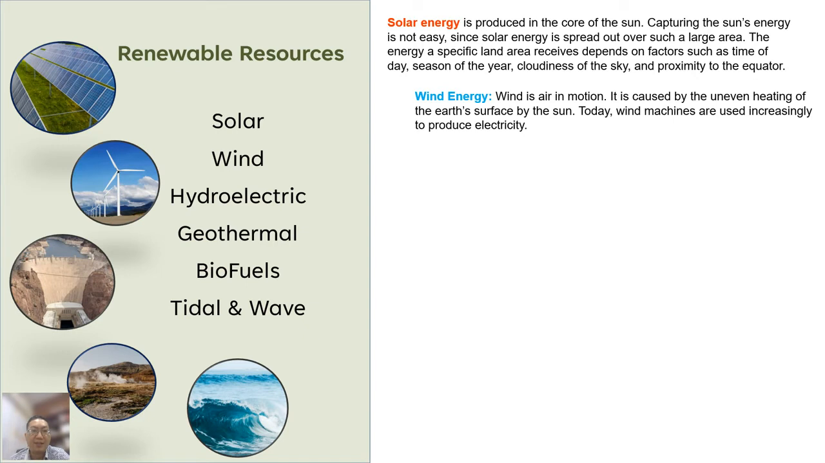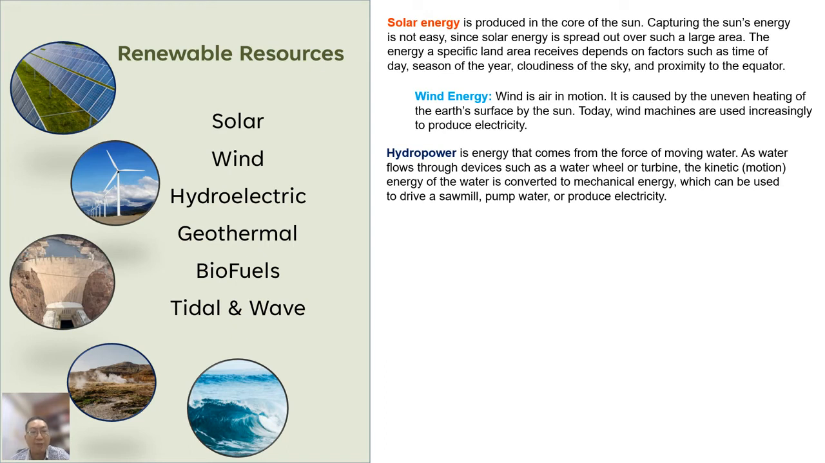The second one is wind energy. Wind is air in motion. It is caused by uneven heating of the Earth's surface by the sun. Today, wind machines are used increasingly to produce electricity.